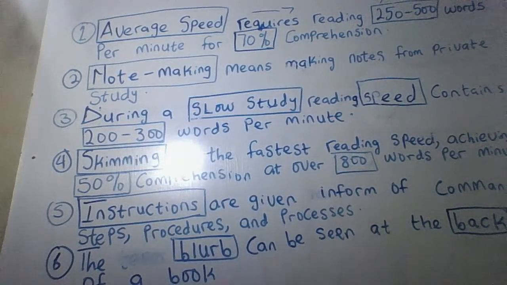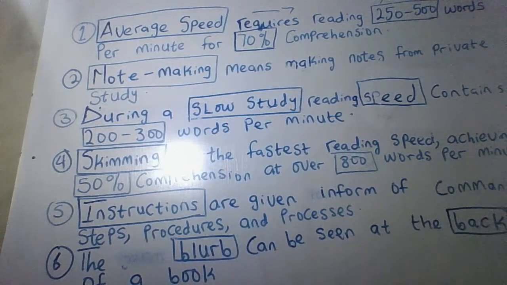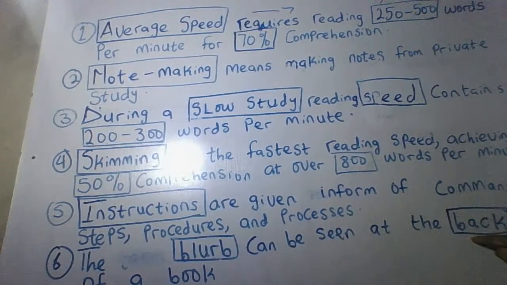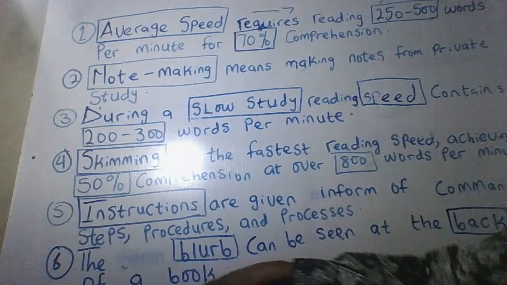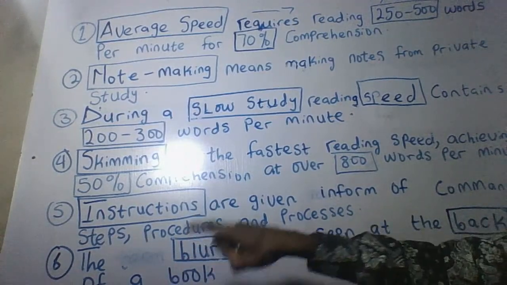The blurb can be seen at the back. This question will come out. Now, this is how they ask. They can ask this question: the blurb and the summary are the same thing. Note that the blurb can be seen at the back, not at the front, not at the head, not at the side, but where? At the back of a book. So the blurb, they can question it like this.